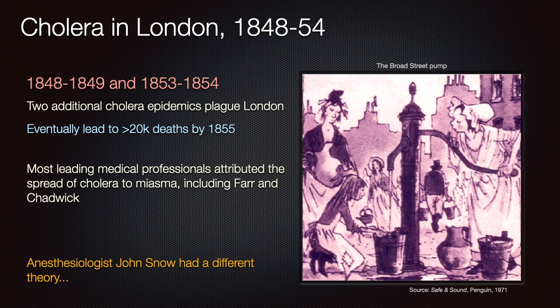There were two additional outbreaks in the mid-19th century of cholera in London, from 1848 to 49 and from 1853 to 1854, and these epidemics eventually led to greater than 20,000 deaths by 1855. The 1854 outbreak proved to be a pivotal moment in epidemiology. It is thought to have started on Broad Street in London, and pictured on this slide here is an illustration of the now famous Broad Street pump. We'll talk about what role the Broad Street pump played in the 1854 outbreak in a minute.